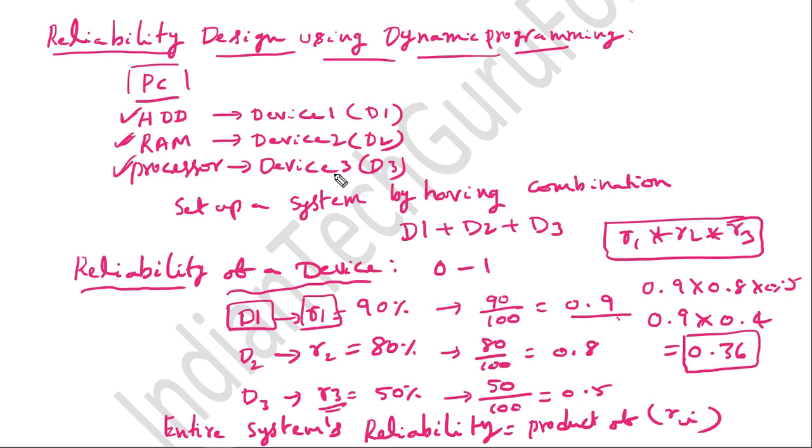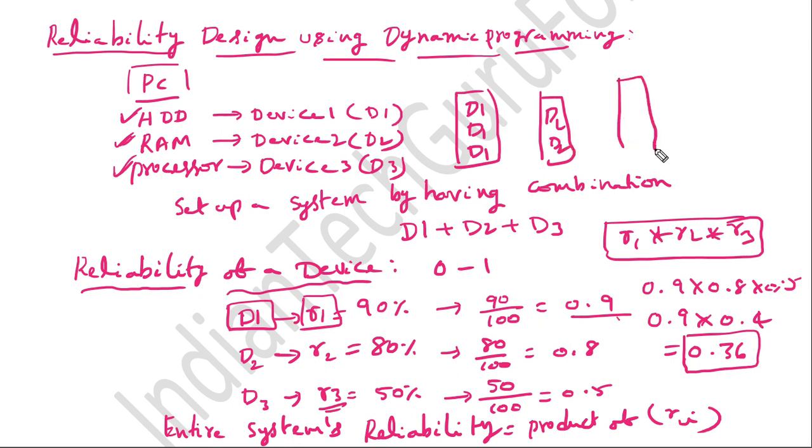Why are we connecting like that? Whenever we connect the devices in parallel, the reliability will be increased drastically. So, for example, here I may take three instances of device D1, two instances of device D2, and three instances of device D3. If I consider these many instances, then definitely the overall reliability will be increased.